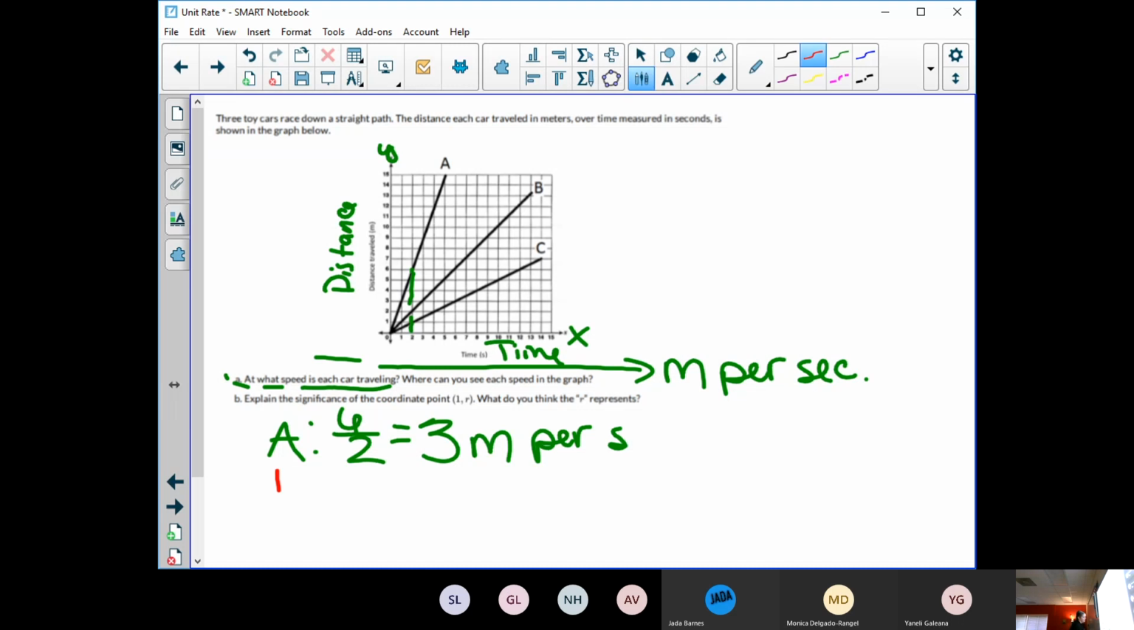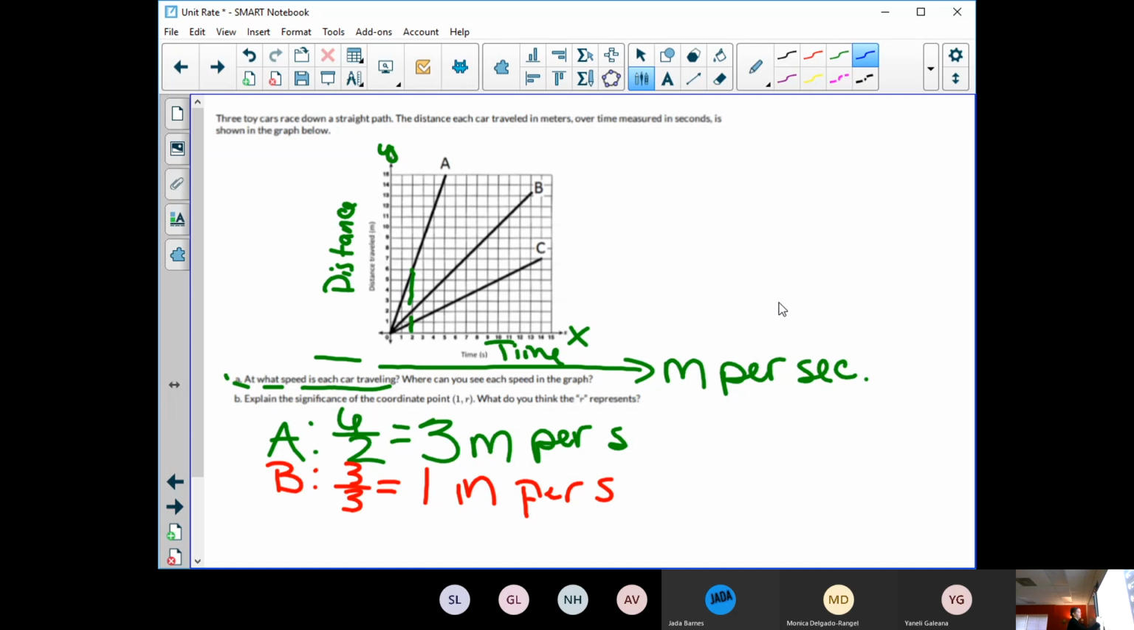All right, let's look at B. I see a perfect point at 3, 3. And we know that any number divided by itself is 1. So car B is going 1 meter per second.